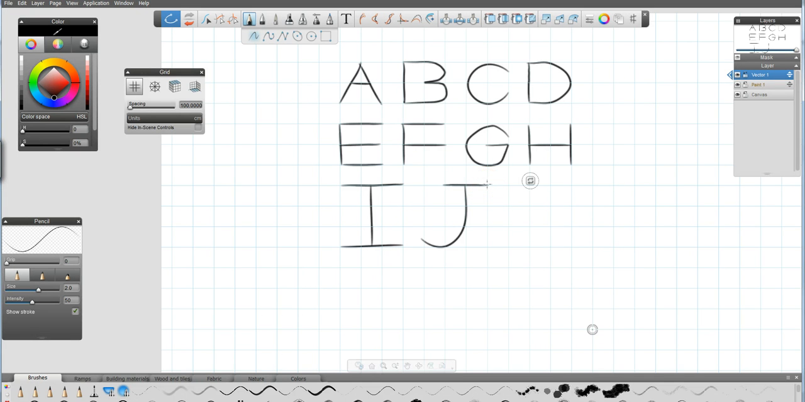Letter K. Letter L. Then M. Straight down. Go somewhere right in the middle of the 3 boxes. Then I am going to go back here and going straight down.